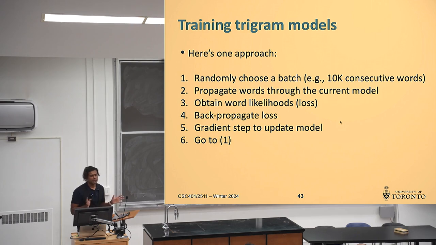And how do you train such a language model? Again, you can do a basic stochastic gradient descent approach, where you randomly choose a batch, propagate the words through the current model, obtain the word likelihoods, then backpropagate the loss, and then update your weights, and so on.